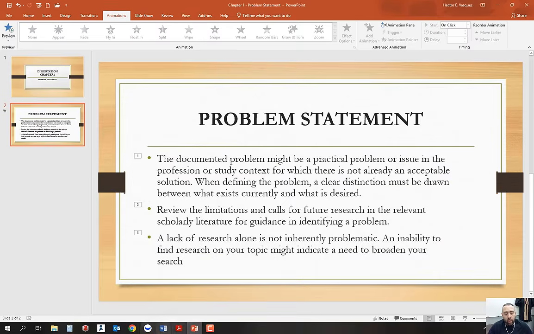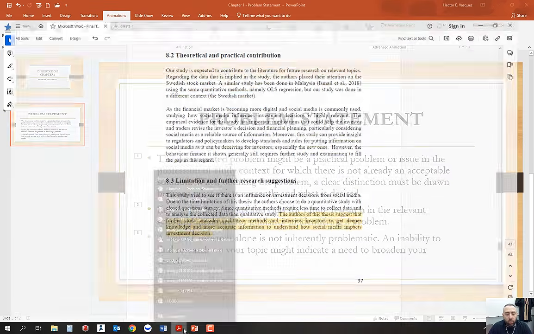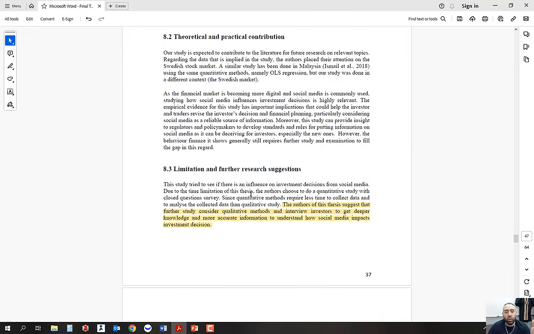So as I mentioned, let me show you this example here of an article of a study that's already been done. Now, this section, limitations and future research suggestions, is clearly stating that this study was done in a quantitative manner. So as you see in the last sentence before this section is completed, the authors of this thesis suggest that further studies consider qualitative methods and interview investors to get deeper knowledge and more accurate information to understand how social media impacts investment decisions.